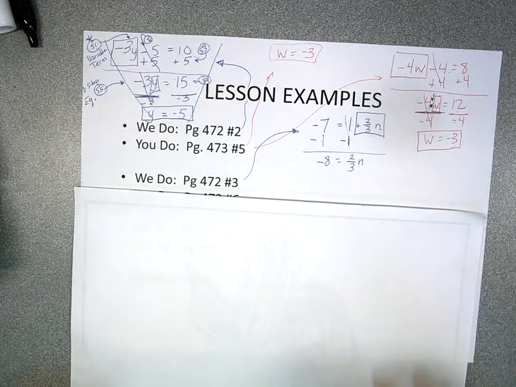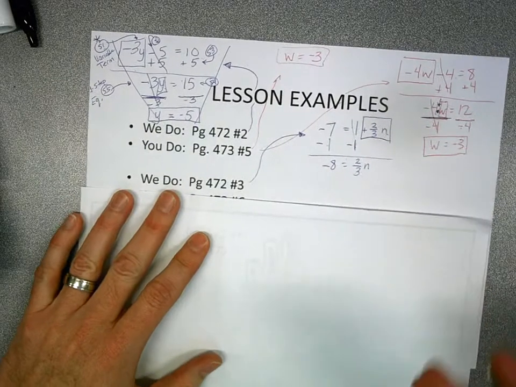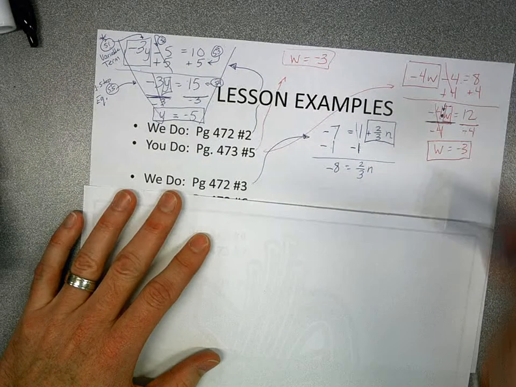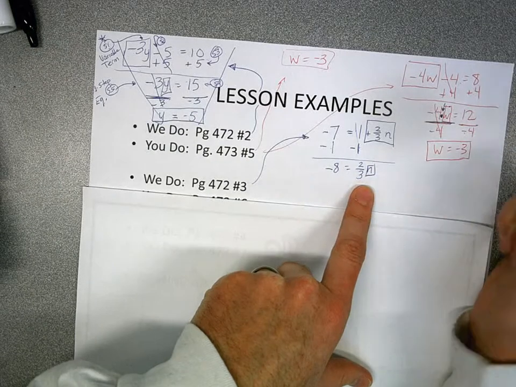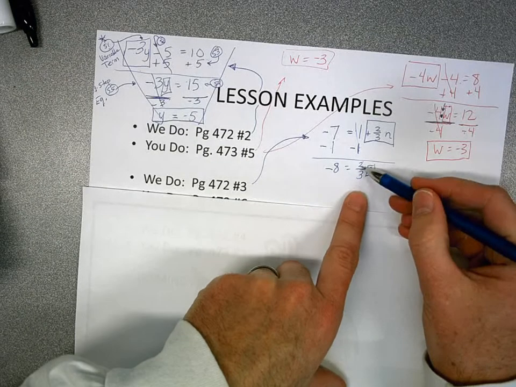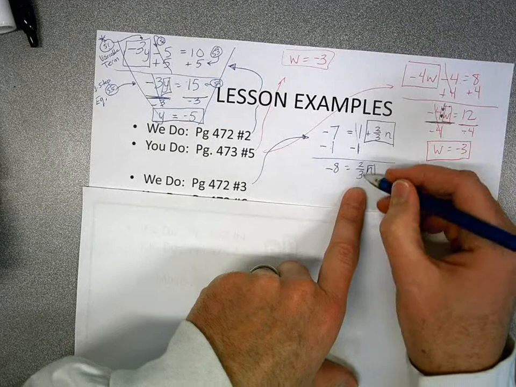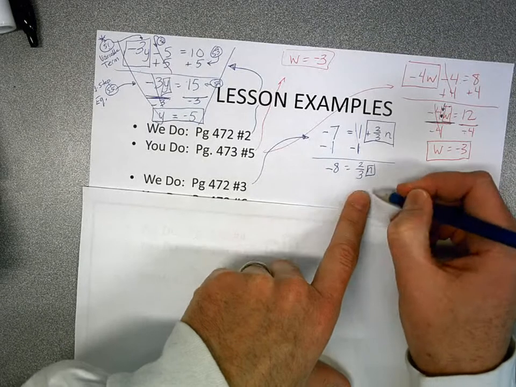Now, it's a one-step equation. However, it does have a rational coefficient. Okay? So here's what we do. We box in our n, right? Now, remember what we talked about yesterday or 2 days ago is that I could divide both sides by 2/3 because it's being multiplied with 2/3.